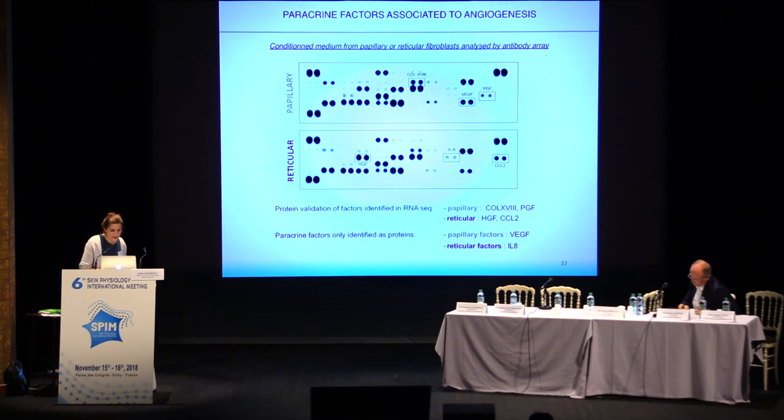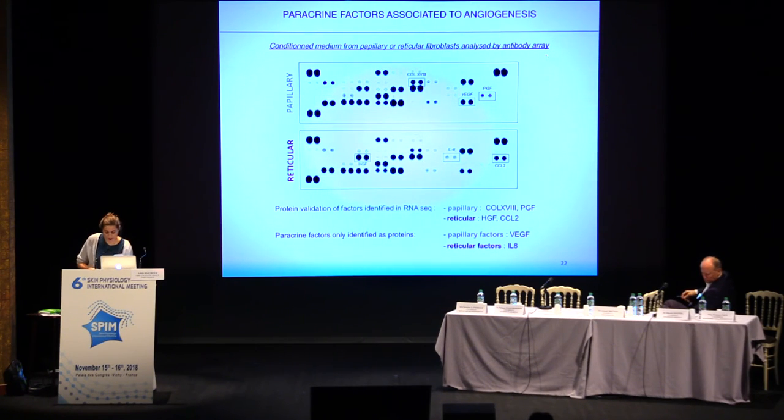To partially verify this with protein, I did an antibody array using conditioned media for papillary and reticular fibroblasts. It's a commercial antibody array with 53 target proteins, and I confirmed the differential expression of some proteins analyzed in RNA sequencing, including collagen type 18 and placental growth factor for papillary fibroblasts, hepatocyte growth factor and chemokine ligand type 2 for reticular fibroblasts.